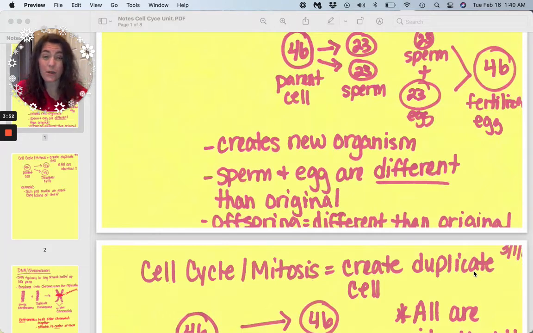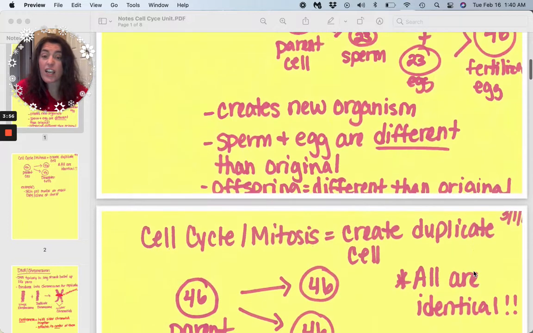Now, if a cell needs to replicate itself completely, now we're not going to replicate the entire organism, we just want to replicate one cell. So say in the case of you have a paper cut on your hand, and so those skin cells are like, oh no, we have a paper cut, we lost some cells, we need to replace them, because you want to make sure you replace those cut skin cells. And so that's where the cell cycle and mitosis is going to come in, and it's going to create an exact duplicate cell.